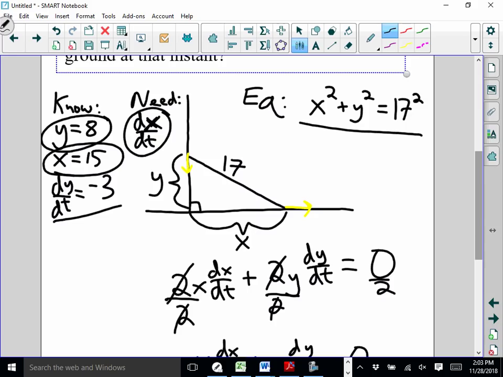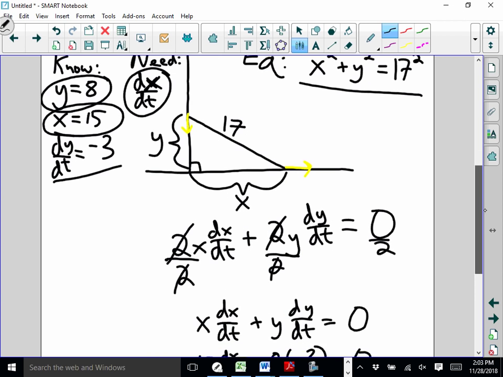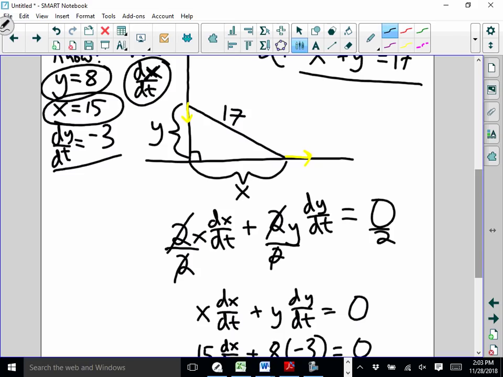Now, let's see if I have time. Good, I do. Now, extension time. I want to know what is the rate of change of that angle at that instant. So I want to know the rate of change of the angle theta, the angle between the ladder and the ground. Now think, would that angle be increasing in size or decreasing in size?